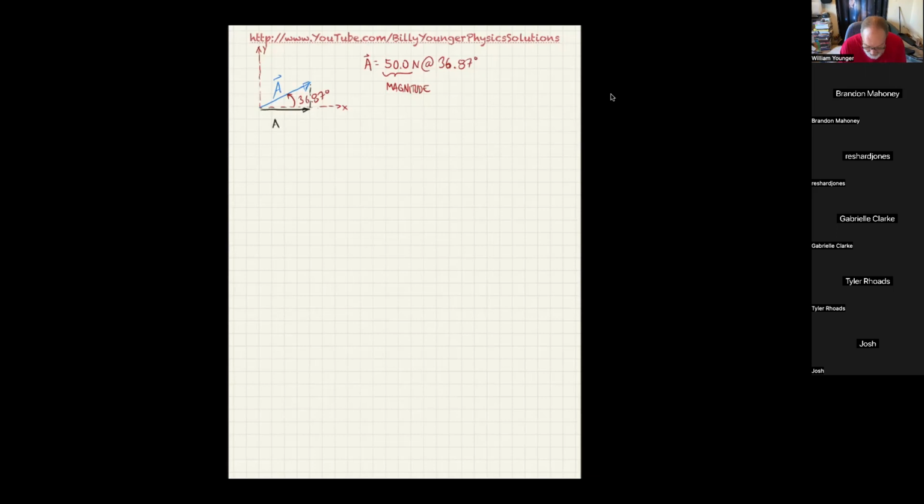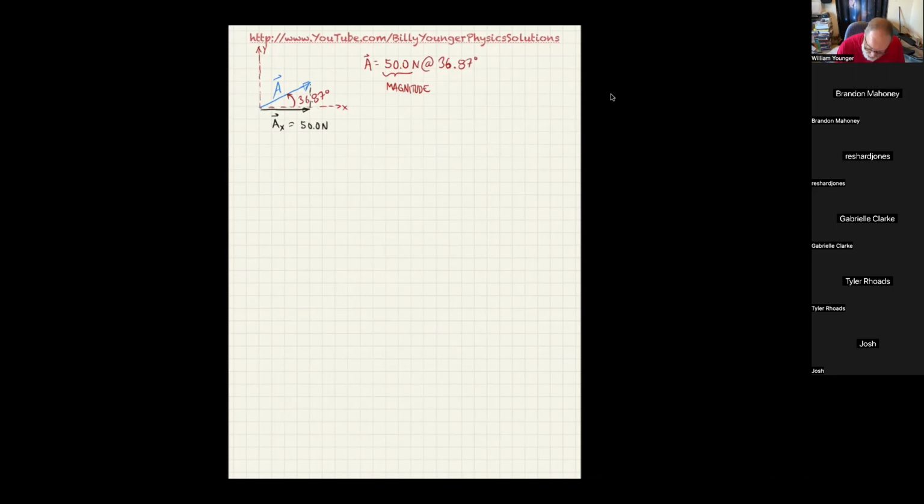Then this vector would be considered the x component. And notice I actually put a vector over it, so it's actually a vector all by itself. And in fact, that vector is supposed to be 50.0 newtons. Now, here's the key.